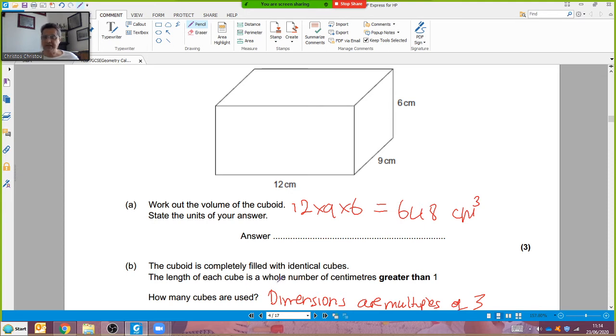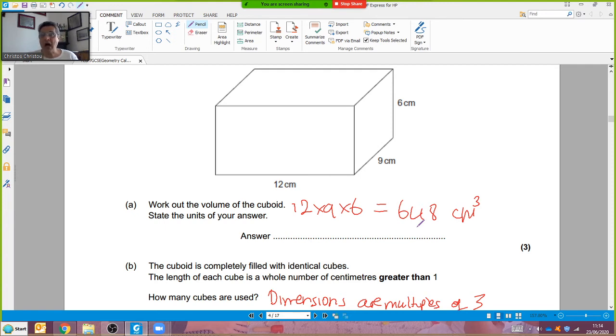But many of you didn't see this. It's this whole number of cubes is greater than one. Because if these were just centimeter cubes, exactly one, then the answer would be 648, which is really silly because they've already tested that. Okay? We don't want 648 centimeter cubes in there.